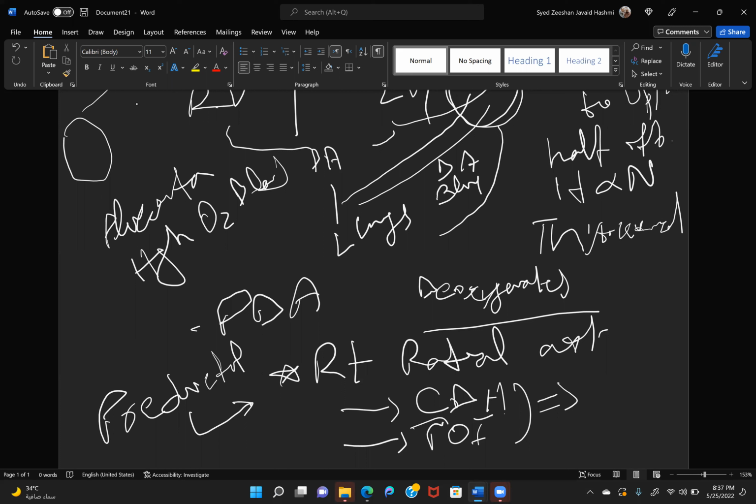I hope you understand. I have tried to explain it in the maximum possible way. Do you understand? If anyone does not understand, I can re-explain. But wherever you read neonatal anesthesia, you will read about preductal and postductal. So preductal is the right radial artery, and it is before the mixing of the blood through the ductus arteriosus.